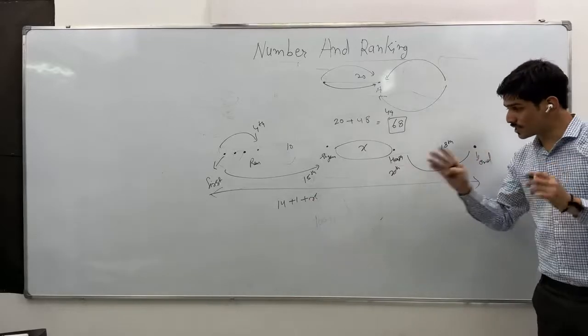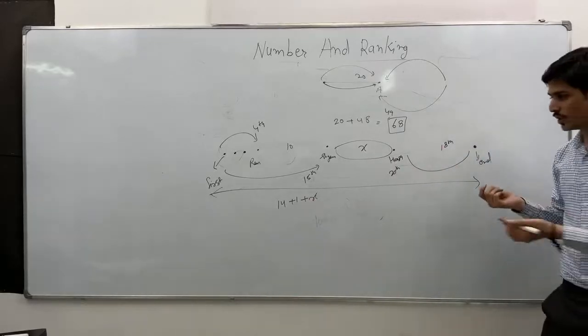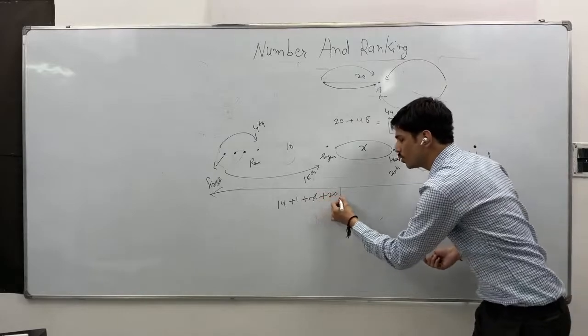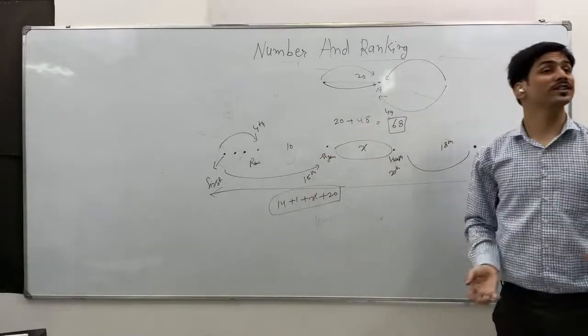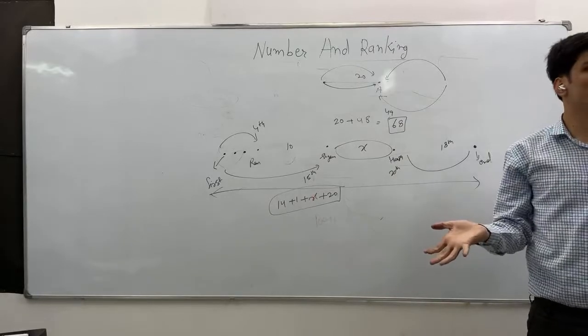From the ending to Hers, how many students are there? 20. 20 students are there. This will be the total number of students. But how will I find the total number of students? I don't know the value of X. And there is no extra information provided.